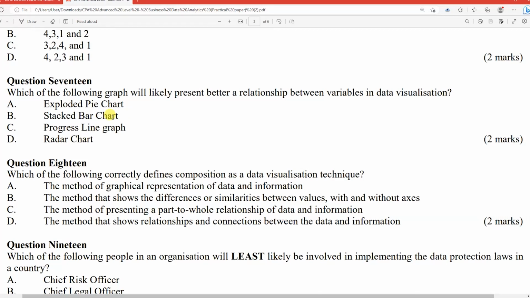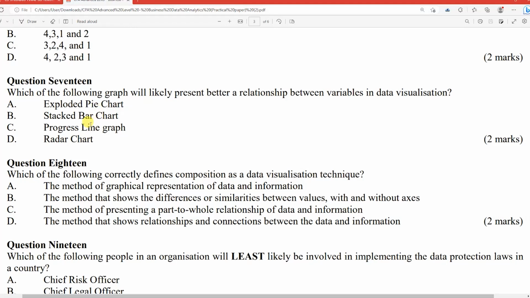because an exploded pie chart is often criticized for being difficult to read and interpret, because it can be challenging to compare the size of different slices accurately. Stacked bar charts, on the other hand, allow for easy comparison of different categories and their components.